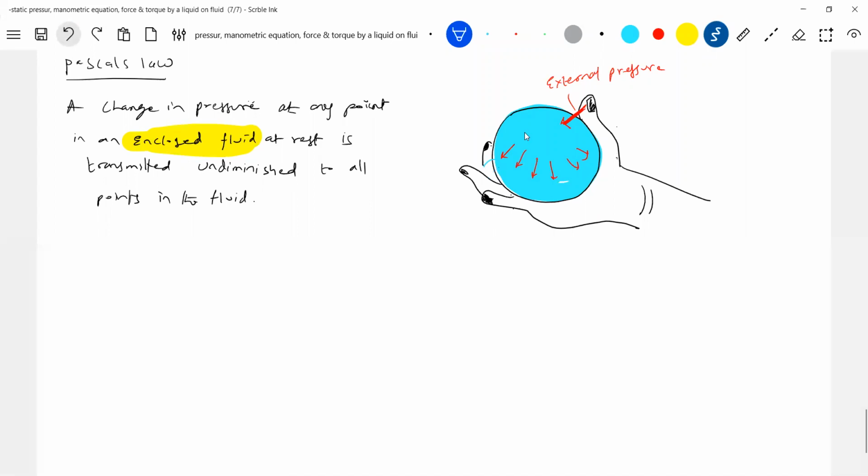The liquid exerts force normally. Now where it is in contact, it will be like this. So what is the role of the liquid? It will just transmit that particular external pressure to our palm. It's just like a transmitter. It transmits the pressure.